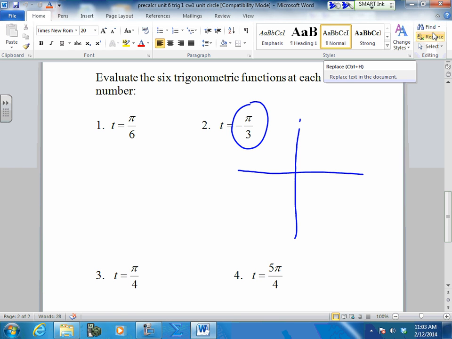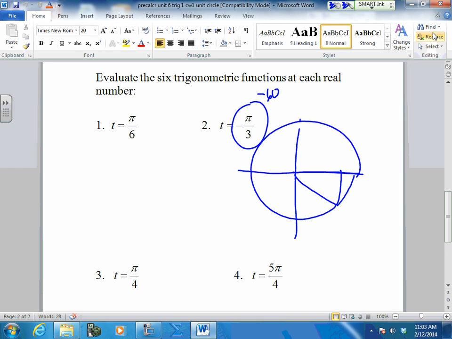Three goes into 180 how many times? So it's negative 60. Well, if my positive angles start here and open counterclockwise, where do my negative angles go? Clockwise. I start here, I go clockwise. I make a triangle down here. What angle is this, did you tell me? 60.